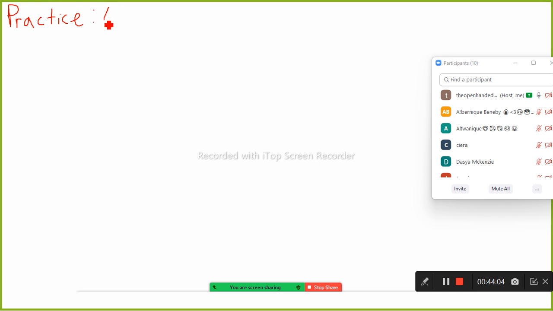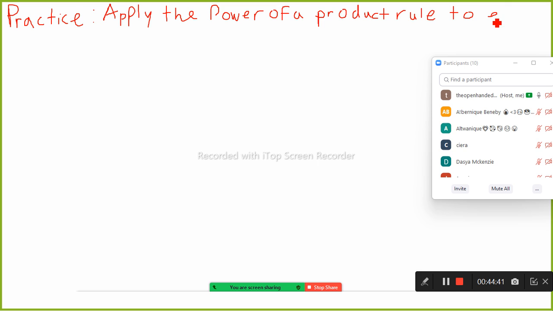So apply the power of a product rule. Apply the power of a product rule to each question. So apply the power of product rule to each question.